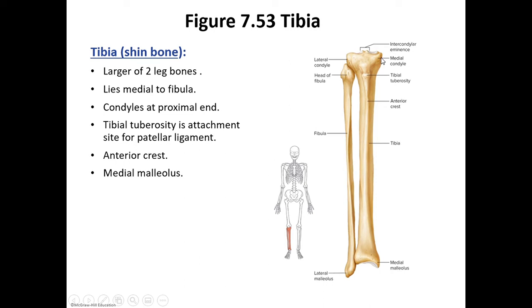You have then the superior part of the tibia. This part articulates with the inferior part of the femur. The intercondylar eminence is part of what helps hold that tibia in place on the inferior aspect of the femur. You have condyles, a medial and a lateral, and this is where the condyles of the femur articulate.